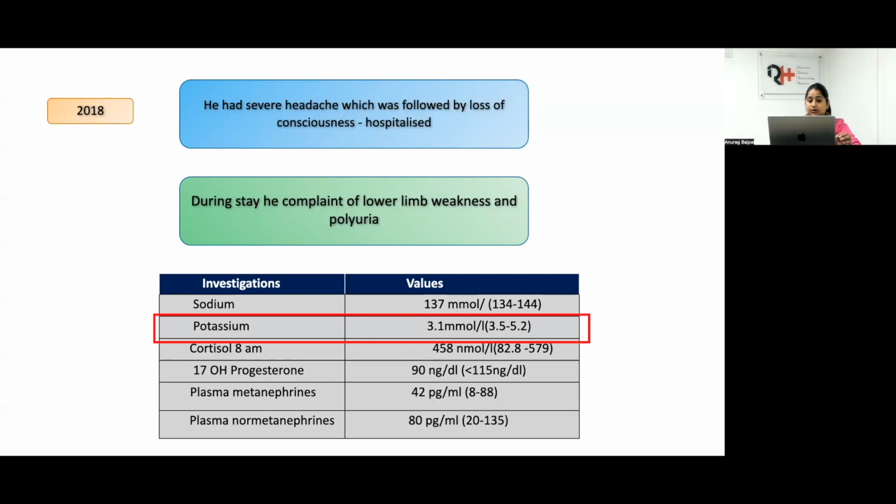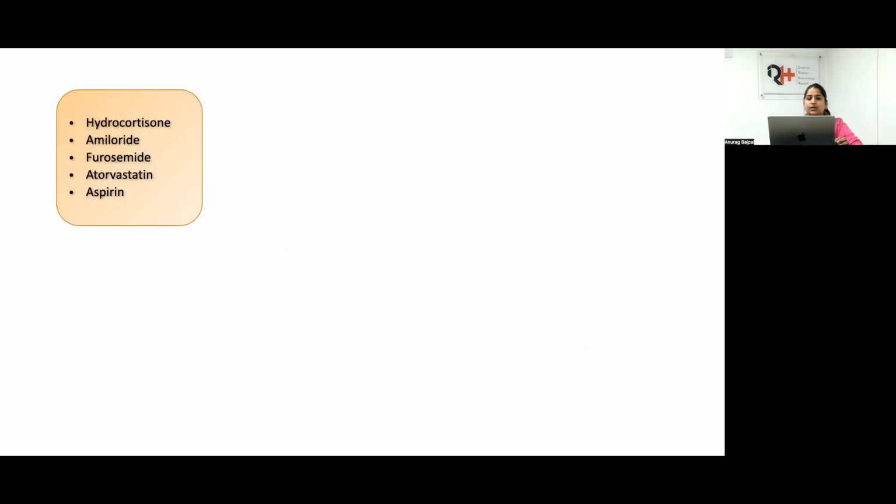So the valuable information that we get from these investigations was the low potassium, hypokalemia. So he was on hydrocortisone, amiloride, furosemide, atorvastatin, and aspirin was started. He was taking it, but even on taking so many medications, he had a second episode of stroke. After the second stroke, he came to us.